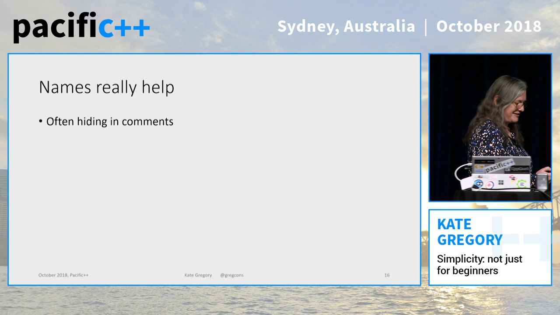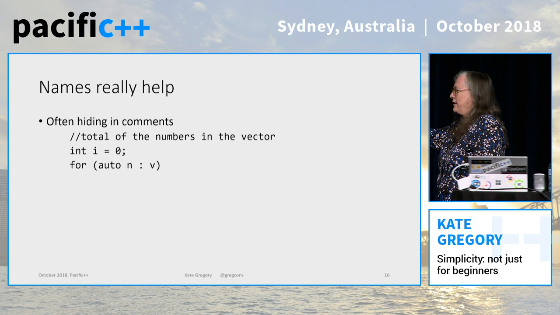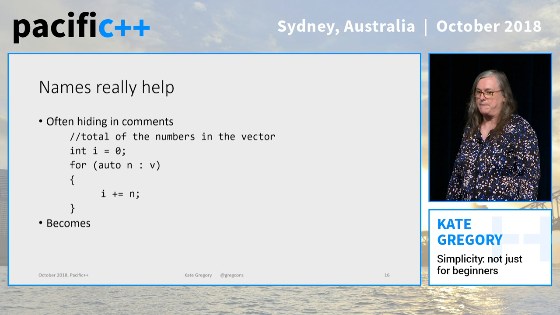So you see this sort of thing. Here's a comment. It says, I'm going to total all the numbers in the vector. So I'm going to make an integer with the brilliant name of I for integer. And hey, this was obviously written by a very clever programmer because it's arranged for... we'll just go through and add up all the numbers in the vector. Okay.